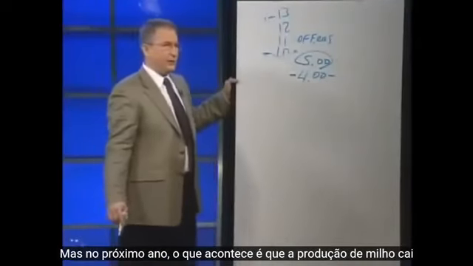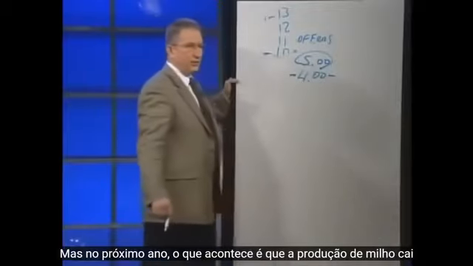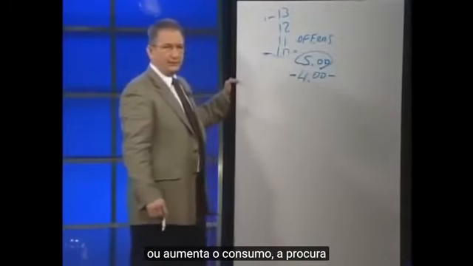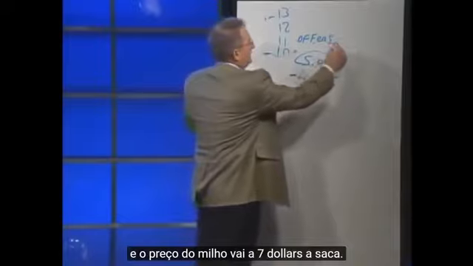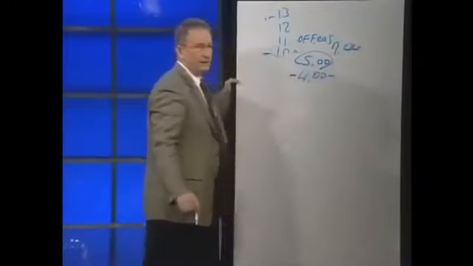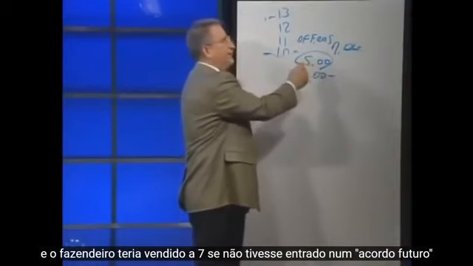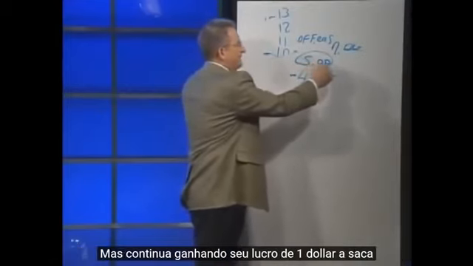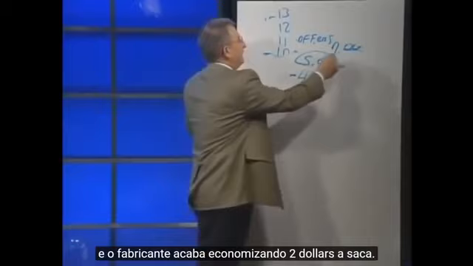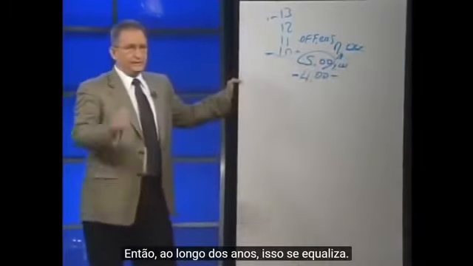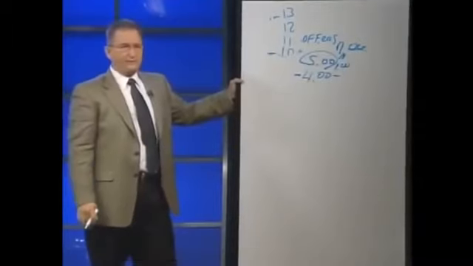But then the next year, there's very little corn, or there's more demand than there is corn, and the price of corn ends up being $7 a bushel. The farmer would have made the $7 had he not entered into a forward agreement, but he still made his $1 a bushel profit, and the end user ended up saving himself $2 a bushel. So over the years, all this evens out.